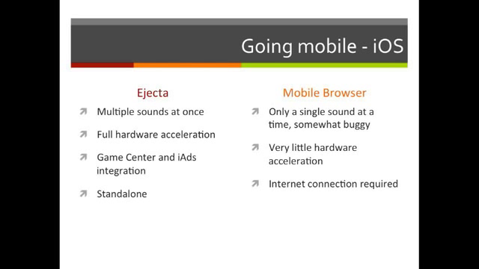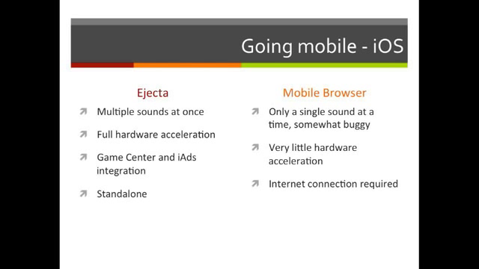Ejecta has full hardware acceleration, whereas mobile browser has very little hardware acceleration. It has Game Center and iAds integration, and it's standalone, whereas mobile browser requires internet access, etc. Ejecta is basically a web browser, except all it does is display a canvas element. And it's really, really good at displaying that canvas element. So there's an Xcode project, and you just drop your assets into a folder within the Xcode project. Then you compile the Xcode project, and you have your game ready for iOS.